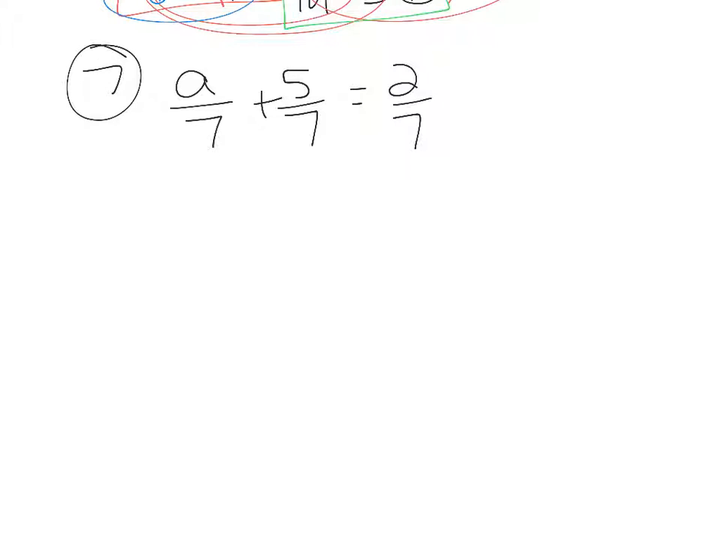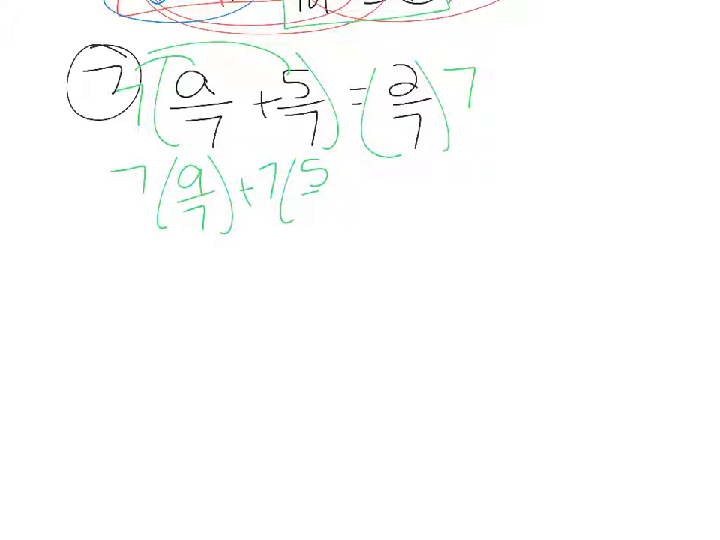So if I think about a over 7, 5 over 7, and 2 over 7, which keep in mind all of these are a divided by 7, 5 divided by 7, 2 divided by 7, you may notice that if I were to multiply all of these fractions by 7, I wouldn't have any fractions left. So here's what we're going to do. We're going to multiply both sides of the fraction by 7, okay? And then what happens is you actually distribute. So I have 7 times a over 7 plus 7 times 5 over 7 equals 7 times 2 over 7.